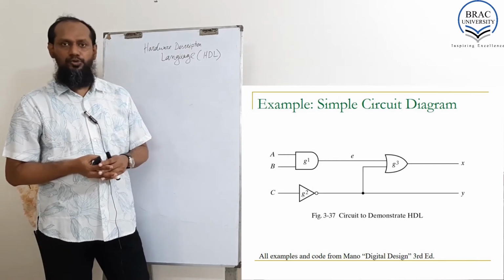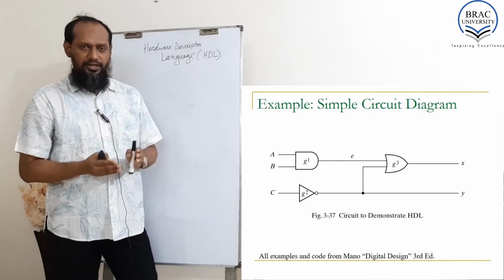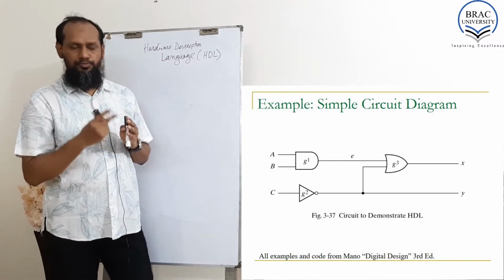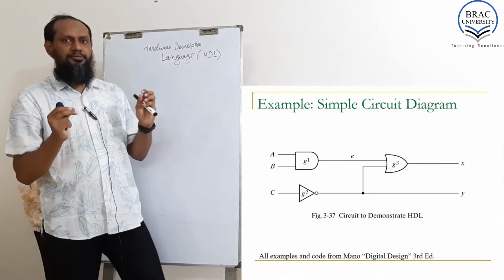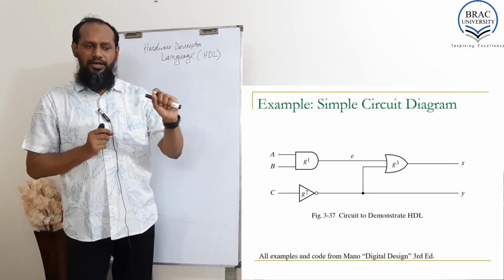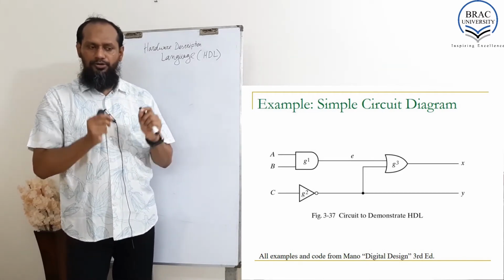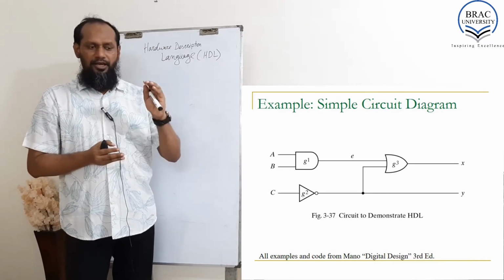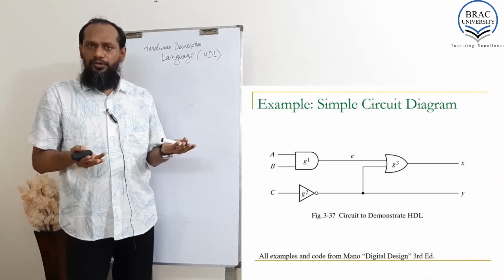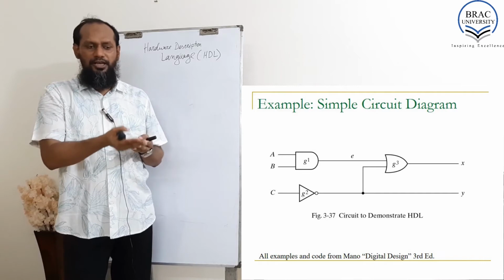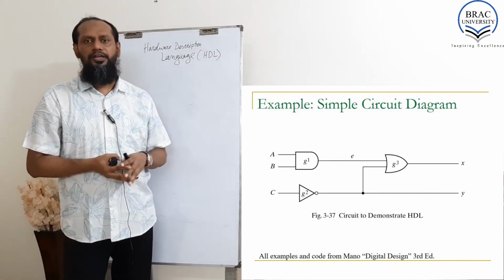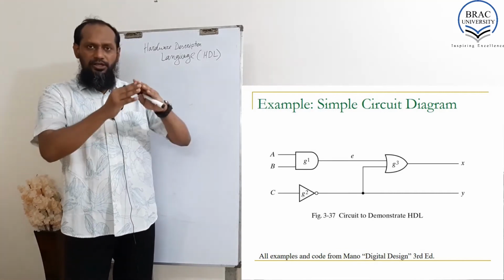In this circuit you can see we have three inputs A, B, C, and two outputs X and Y. There are some internal connections. One is from G1 to G3, which is named E. Another connection is from G2 to G3, but we didn't give it any name. Why? Because this is the same connection as the output Y, so we didn't give any new name for this connection. So this is our circuit.